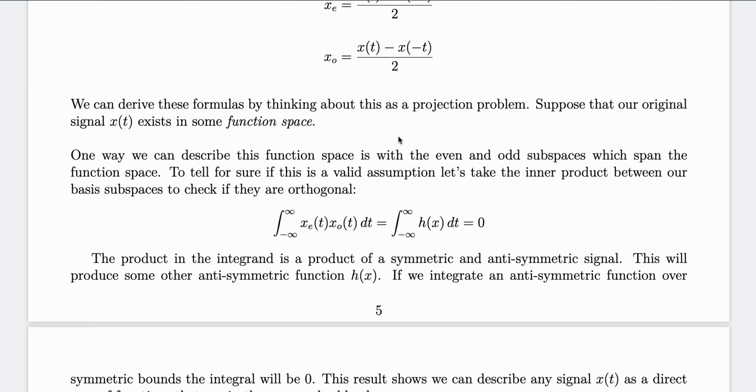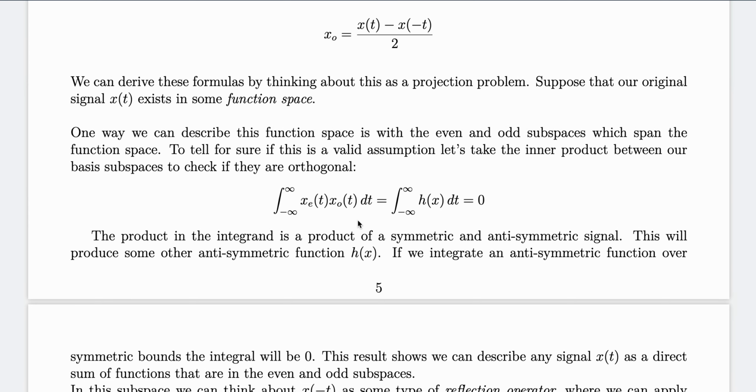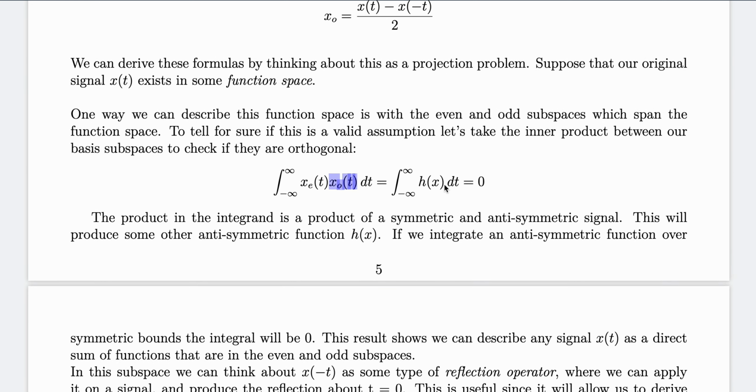By taking their inner product, we get this integral here, which is basically a generalized dot product for functions. We can utilize this idea of symmetry and anti-symmetry to simplify it and make this inner product pretty easy. We know that even functions have this symmetric property and odd functions have the anti-symmetric property. When we take the product of these two, our resulting function, which I called here h of x, is actually just going to be an anti-symmetric function.